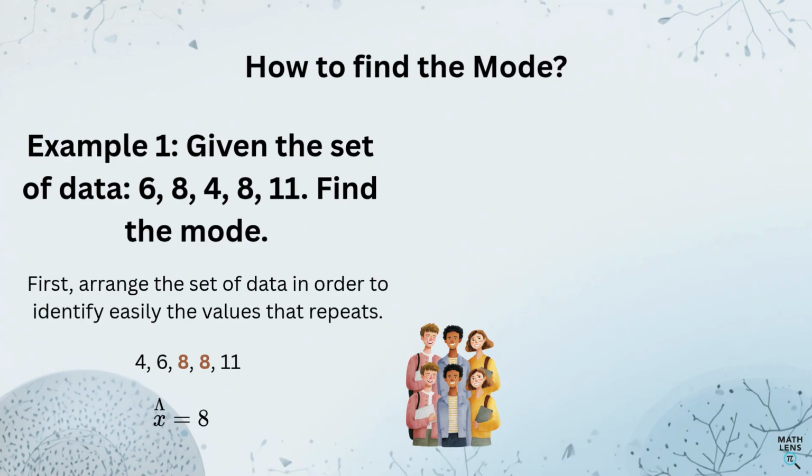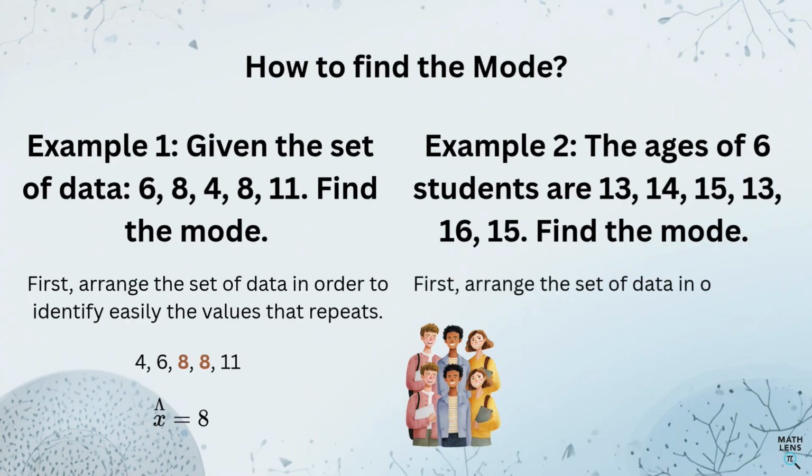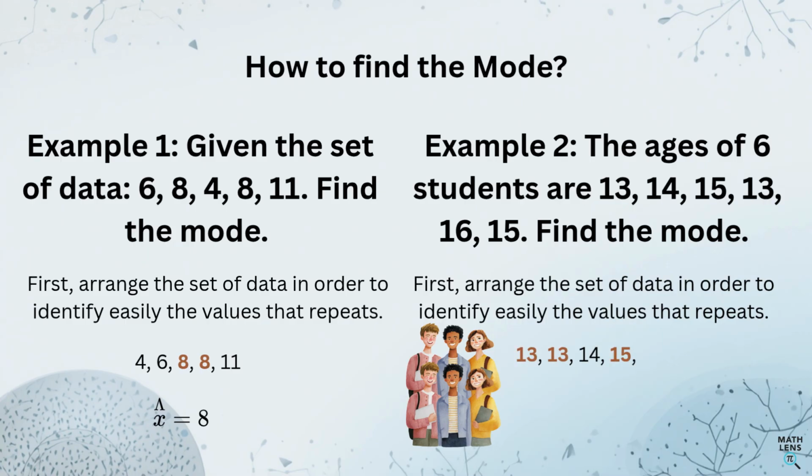Let's move to example 2, where we have the ages of 6 students. 13, 14, 15, 13, 16, and 15. Again, arrange these in order. 13, 13, 14, 15, 15, 16. In this set, both 13 and 15 appear twice. This means the data is bimodal, having two modes, 13 and 15.